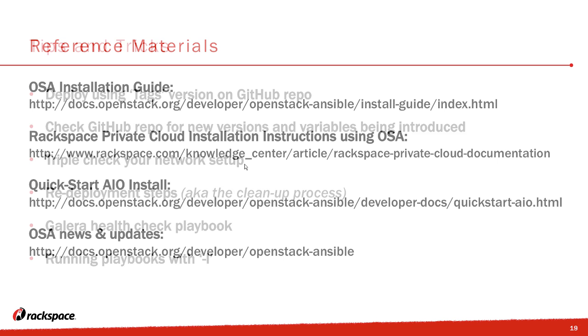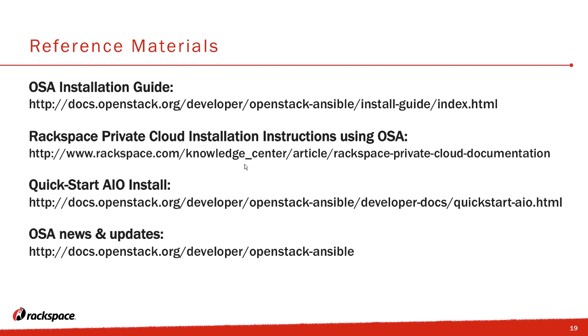All right, so we're going to conclude here with just giving you some links to some reference material. The OSA installation guide is out there on the openstack.org website. Rackspace as well, we have a private cloud installation guide using OSA, which to me is a little bit more detailed around what you need to do to prep for OSA and the install process. So that exists there on the Rackspace website. There's also an all-in-one installation guide out on the OpenStack website, and of course you can keep track of OSA updates and any news around it on the OpenStack website as well.